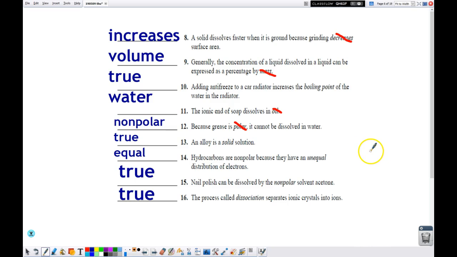Hydrocarbons are nonpolar because they have equal distributions of electrons. If they had unequal distributions of electrons, they would become polar. Nail polish can be dissolved by the nonpolar solvent acetone. That's a good example to remember. And the process called dissociation separates ionic crystals into ions, and this is true. So when something is being dissolved, it's being dissociated. And that is the end of concept review.